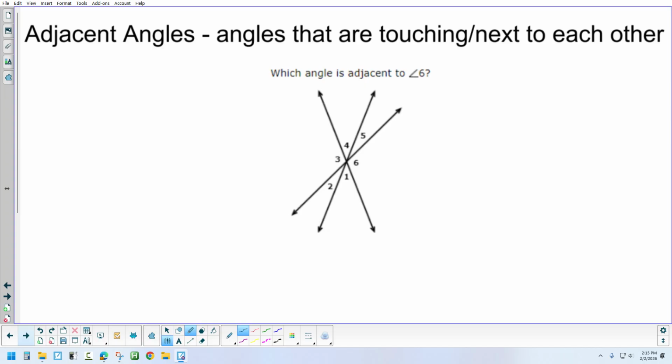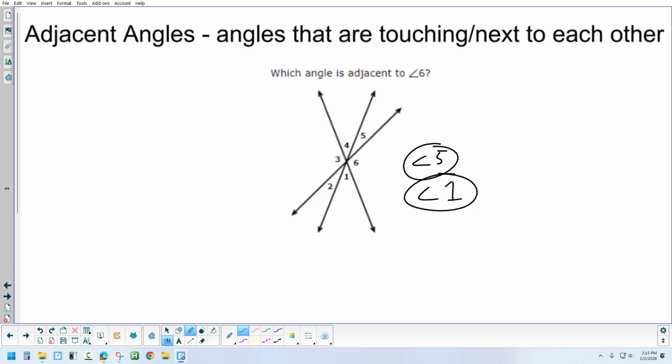Yep, angle 5 is adjacent because it's right next to it. And what other angle is adjacent to 6? One more. Yep. Angle 1. Those are the 2 angles that are adjacent to 6.